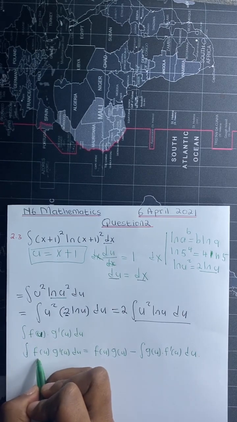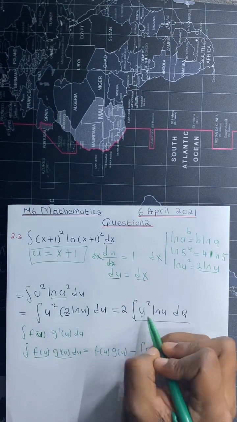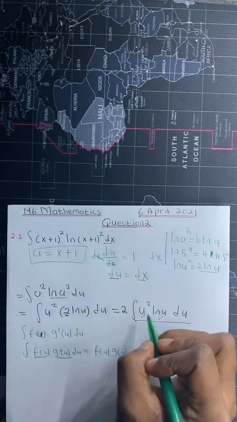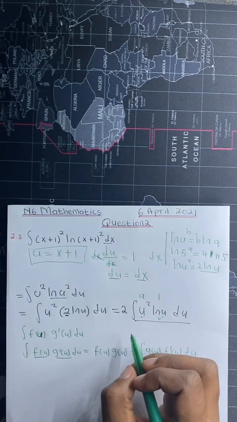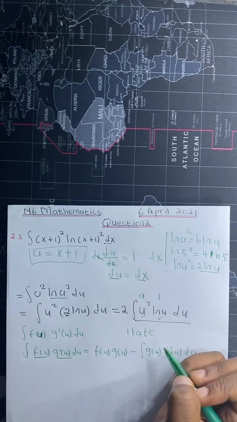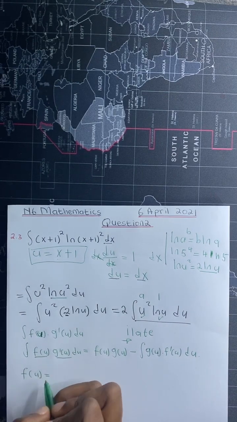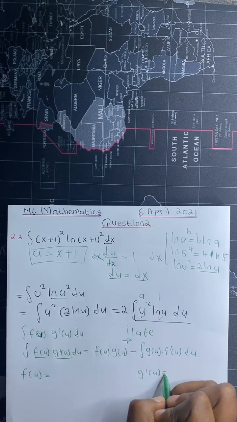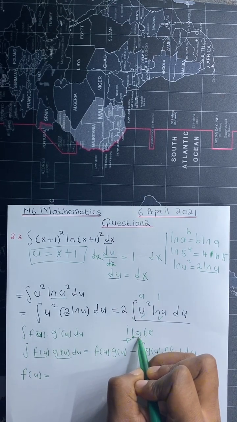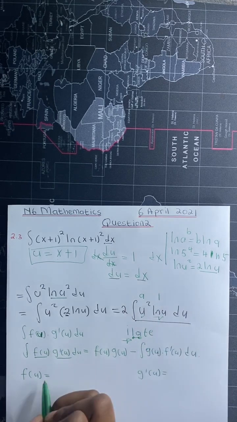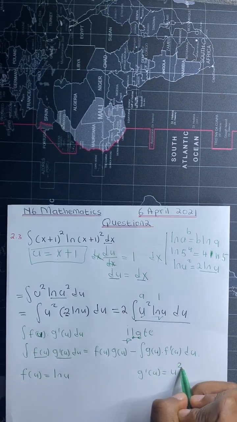So we have to figure out which one will be equal to f of u and which one will be equal to g prime of u, between u squared and ln of u. So u squared is an algebraic function and ln u is a logarithmic function. And according to the ILATE rule, the first one that you come across going to the right will be equal to f of u, and the other one will be equal to g prime of u. As we can see, the logarithmic L comes before the algebraic A, so the logarithmic function will be equal to f of u, and the other one will be equal to g prime of u.